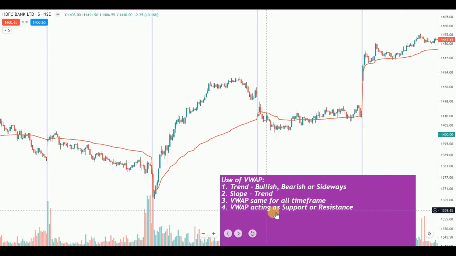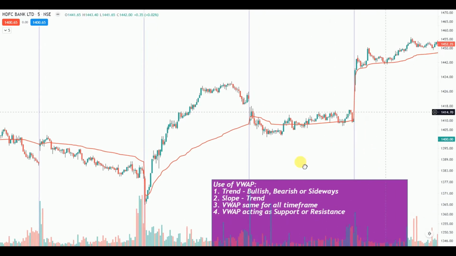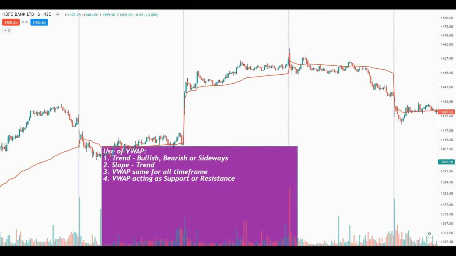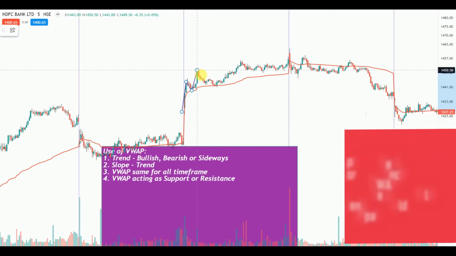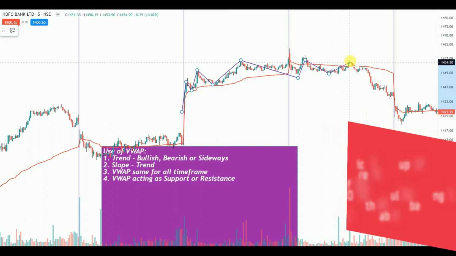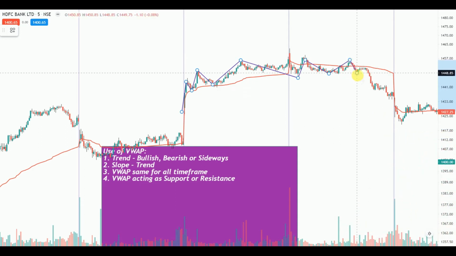And the last point is VWAP can act as a support or resistance. To take an example, see this one where price is going away from VWAP and then coming back, bouncing and taking the support over here. Similarly, when price is trading below it, then it is acting as a resistance, and price is taking resistance from VWAP and falling down.